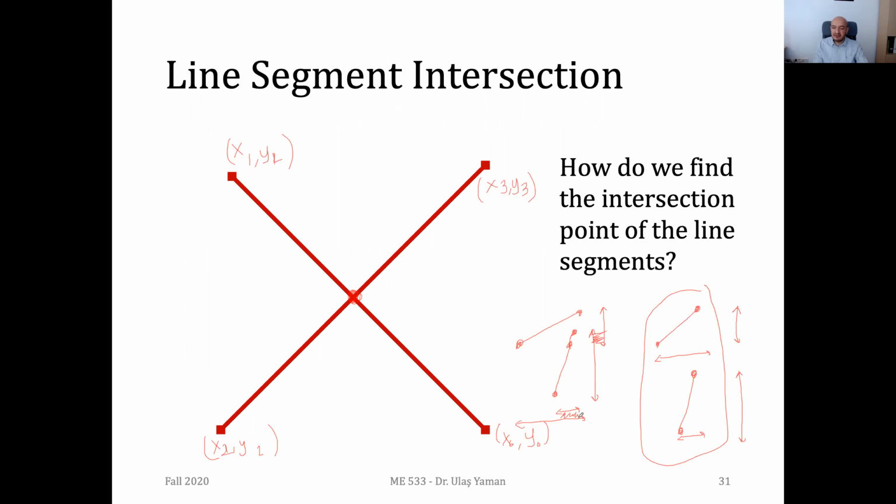But for the one on the right-hand side, without any computation, we can easily say that they're not intersecting since their y intervals are not overlapping.